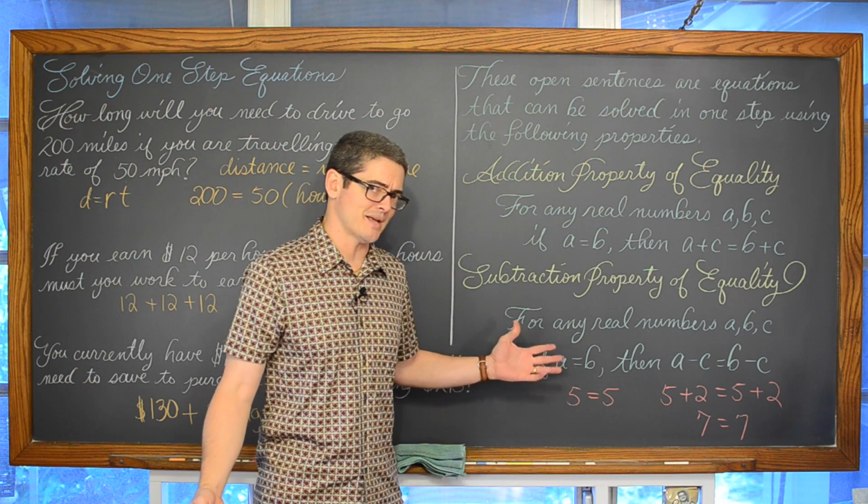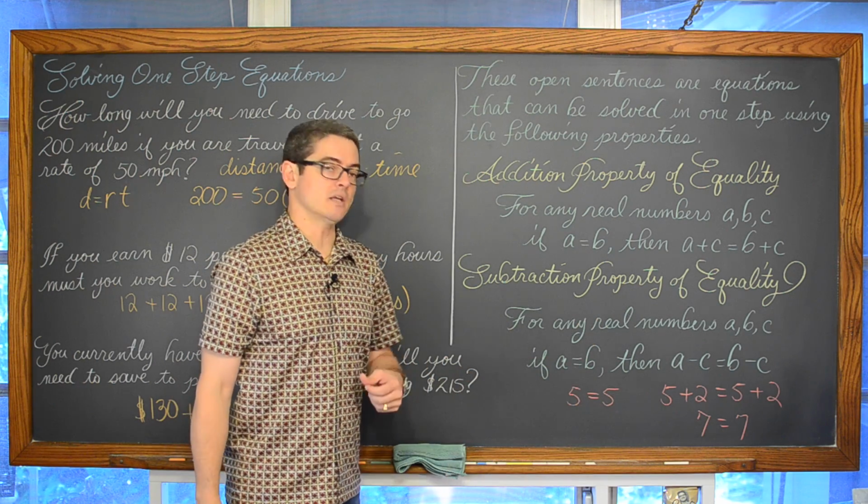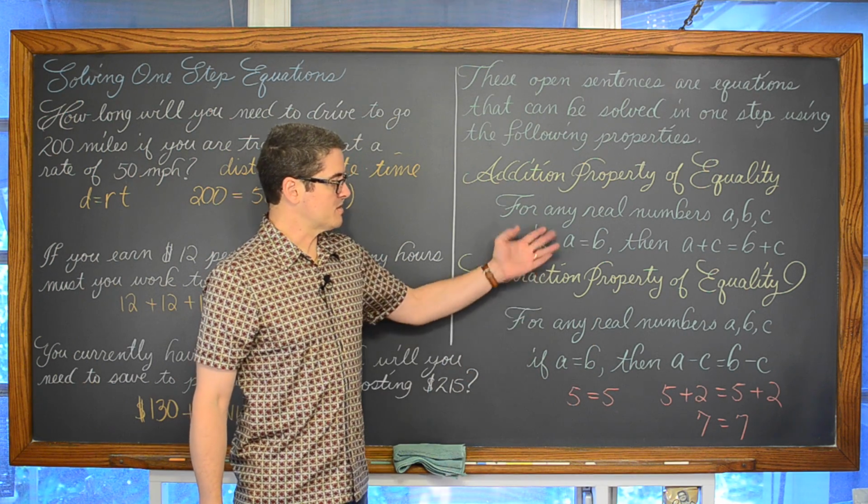This is a closed sentence. There are no variables. I add 2 to both sides. I get another statement which is again true. That's what these properties are saying.